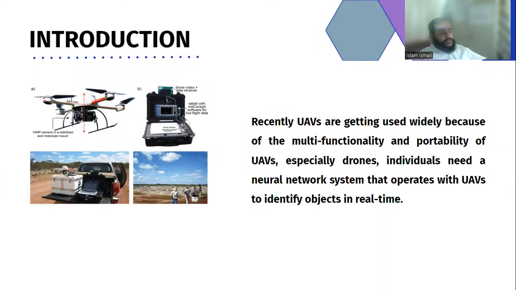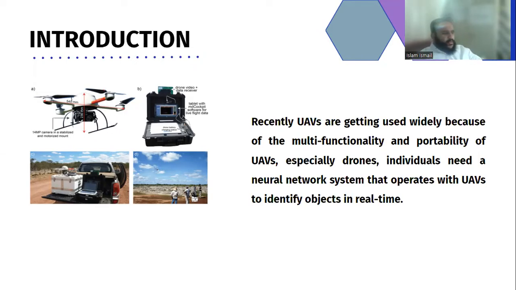First, we will introduce my project. I will go into the introduction. Recently, UAVs are being used widely because of their multifunctionality and portability, especially drones. Individuals need a neural network system that operates with UAVs to identify objects in real time. Every year, a new deep learning algorithm is released that solves many of the issues involved. In today's applications, computer vision methods have been widely used in object detection and classification.